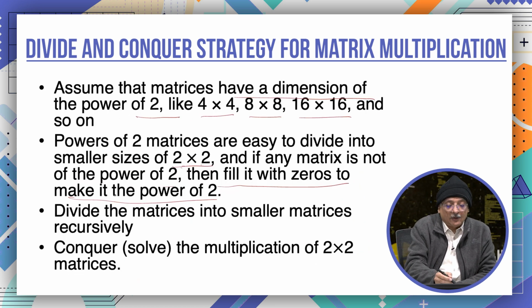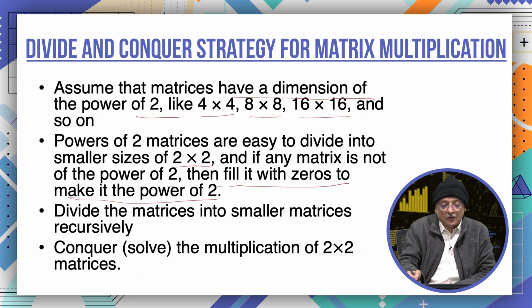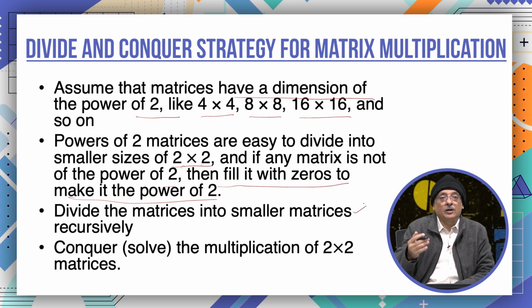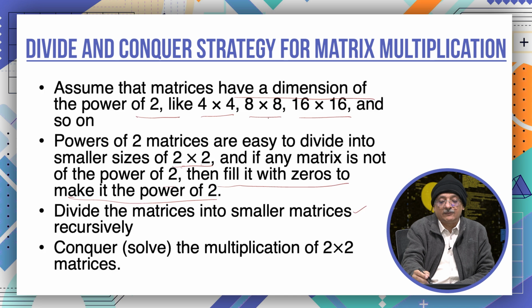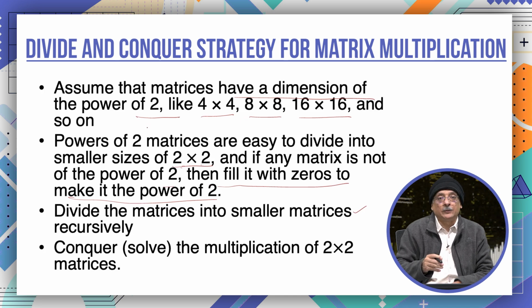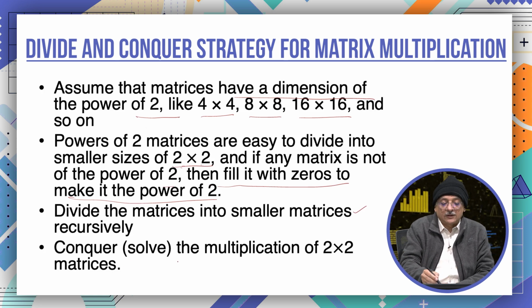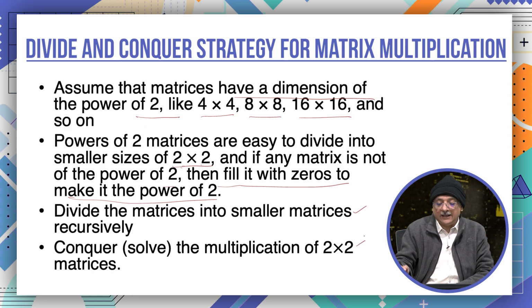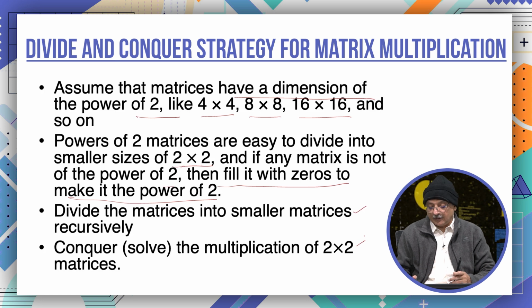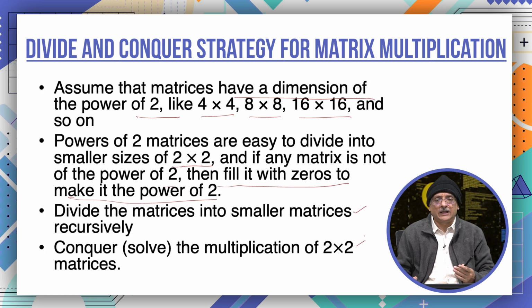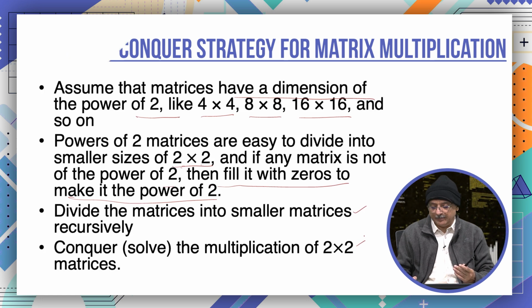Now, divide the matrices into smaller matrices recursively. So, this is the divide strategy. Keep on dividing. If it is 16 by 16, we will divide it into 8 by 8, then 4 by 4 and then 2 by 2. And finally, it may go to 1 by 1. And conquer will be towards the end, where we can do the multiplication of 2 by 2 or 1 by 1, depending on whatever the situation may be.